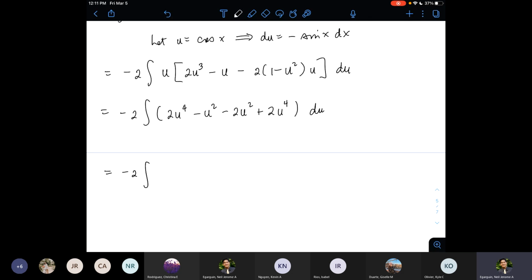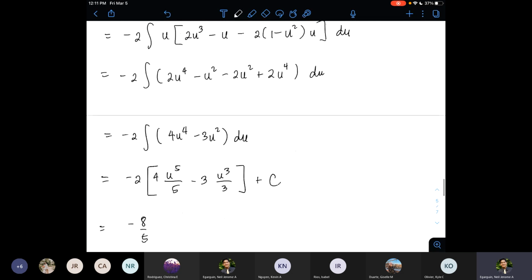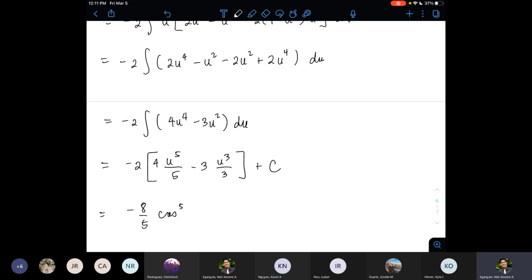Oops. We can further simplify here. I can have a 4u to the fourth minus 3u squared du, which is nice, right? We just have a binomial here. So the integral is negative 2 times u to the fifth. You have a 4 there, all over 5 minus 3u cubed over 3 plus the arbitrary constant c. So essentially we'll have negative 8/5 of what was u? u is cosine x. So we'll have cosine to the fifth x minus cosine cubed x plus c.